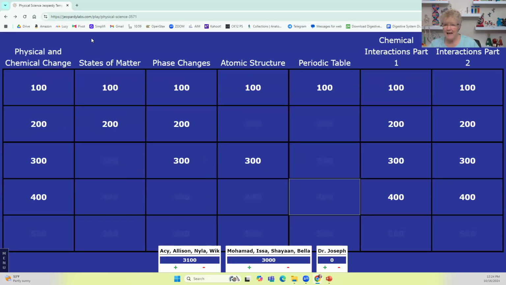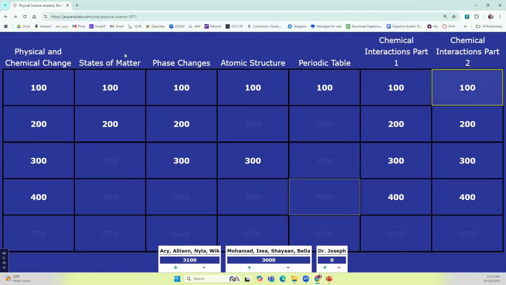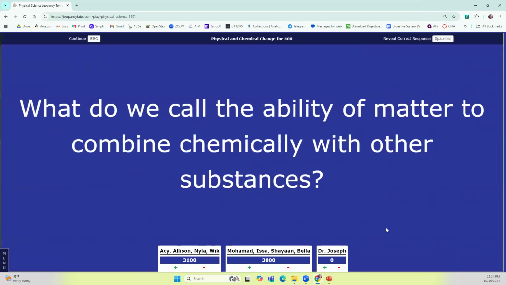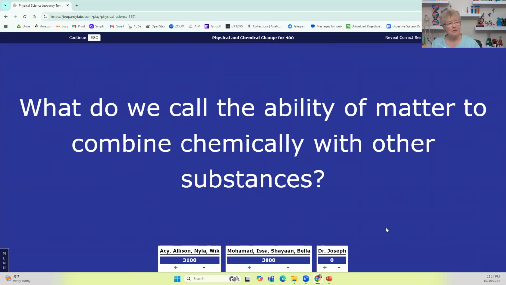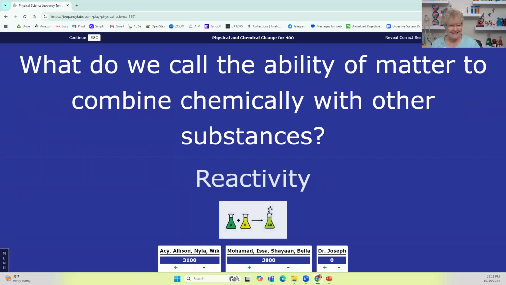All right, so Muhammad was last. Cheyenne, you are next. Physical and chemical changes 400. What do we call the ability of matter to combine chemically with other substances? Reactivity. Yeah, very good. It is reactivity. Excellent. All right, so that was team 2.